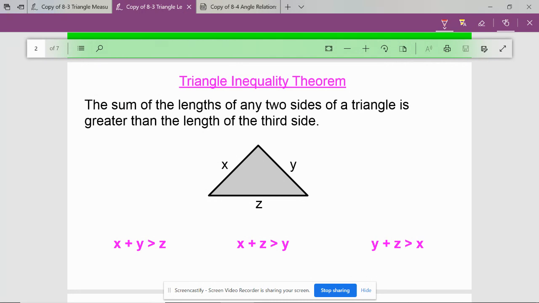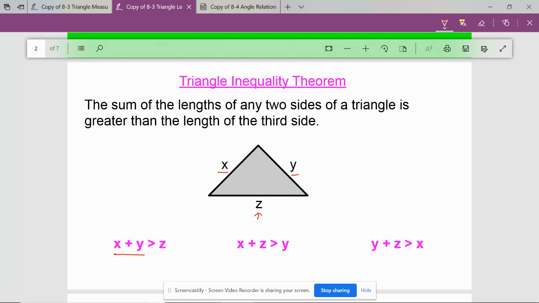That means the sum of the lengths of any two sides of a triangle is greater than the length of the third side. So if we have two lengths, x and y, and we add those together, they're going to be greater than z. Same thing, x and z added together are going to be greater than y, and y plus z added together is going to be greater than x. So two sides are going to be greater than one. That's basically all that's saying.